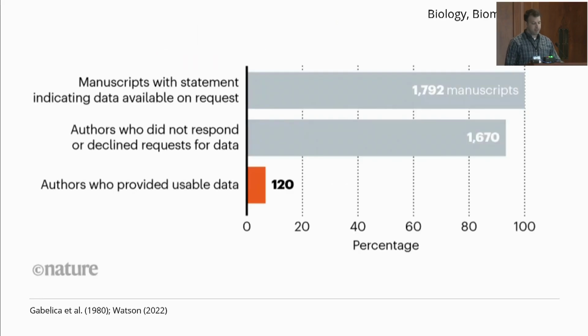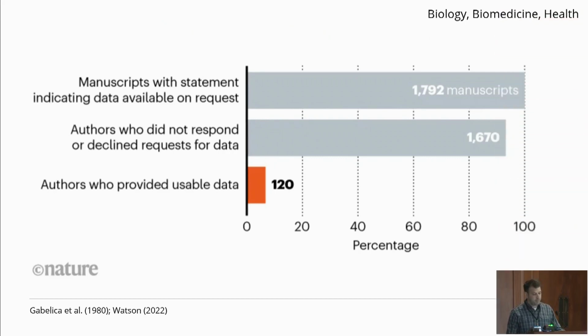So here's a study that looked at the accessibility of data in articles published in Biomed Central journals. The most common data availability statement was to ask for the data from the authors. However, when asked to make the data available, many did not respond or declined. And that means just 7% actually provided the requested data. This means the vast majority of papers being published could not be assessed to see if the findings were accurately reported.